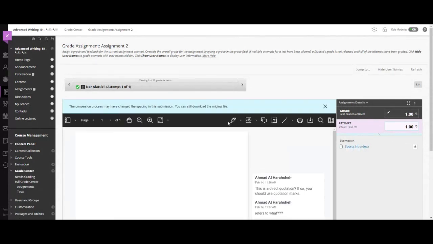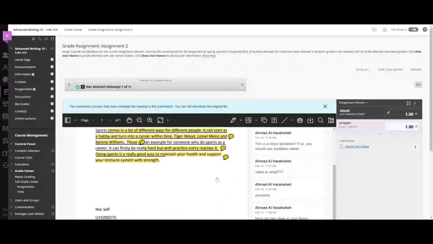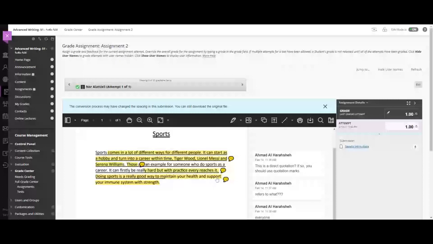Let's see the other attempt. Now, look here. Sports comes in. Sports comes. Now, this is a plural, right? So it must be come, huh? Okay? Yeah, it must be come.